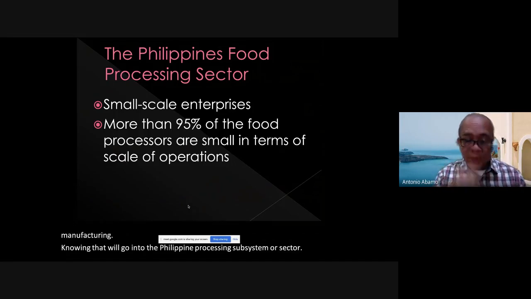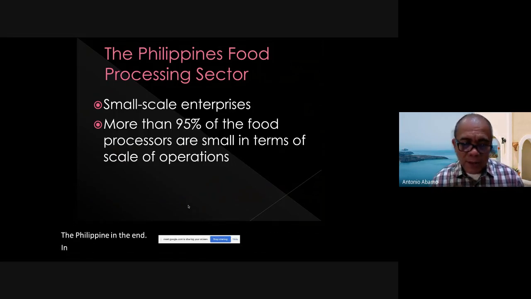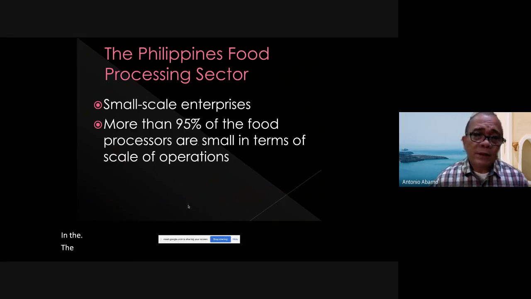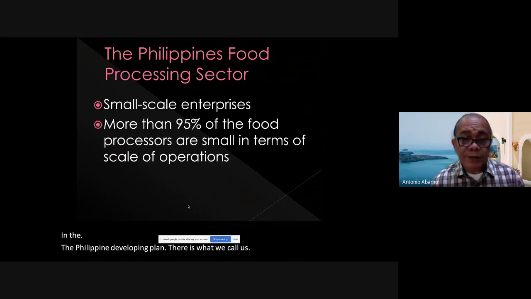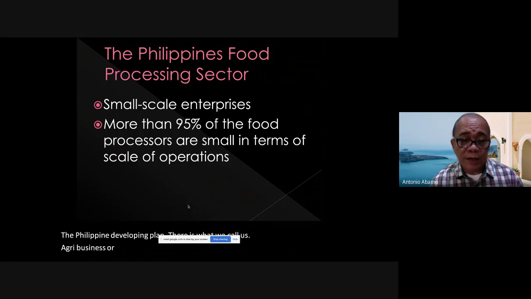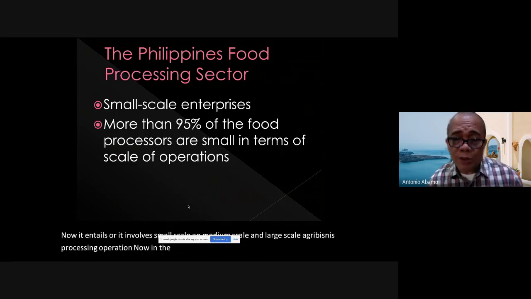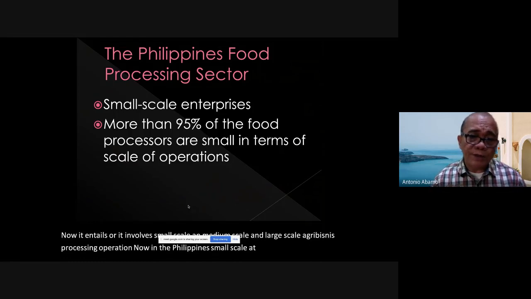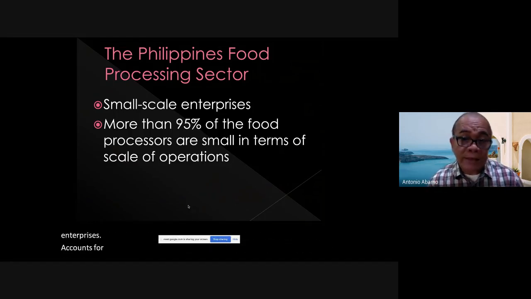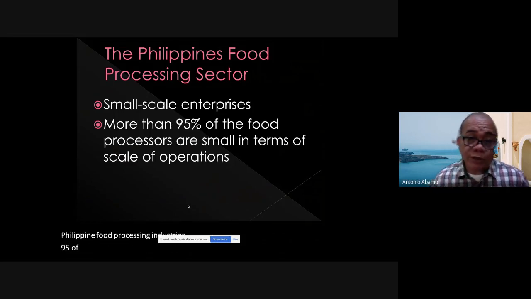In the Philippine development plan, there is what we call agribusiness or agro-processing account. Now, what is involved in there? It involves small scale and medium scale and large scale agribusiness processing operation. Now, in the Philippines, small scale enterprises account for more than 95% of food processors. Philippine food processing industries, 95% of that are small-scale enterprises.